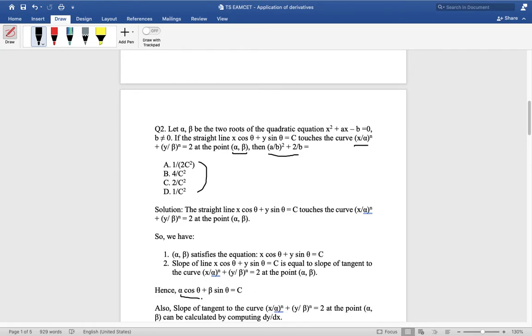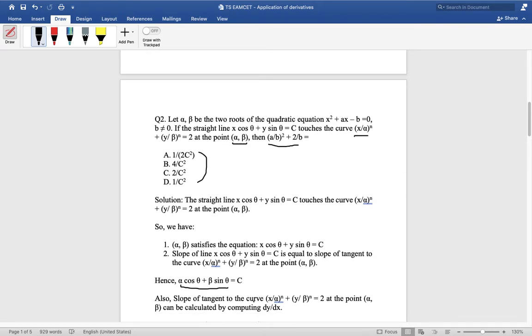So x cos theta plus y sine theta is equal to c. This is because this point alpha, beta also lies on this straight line. So substitute x with alpha and y with beta: alpha cos theta plus beta sine theta is equal to c.